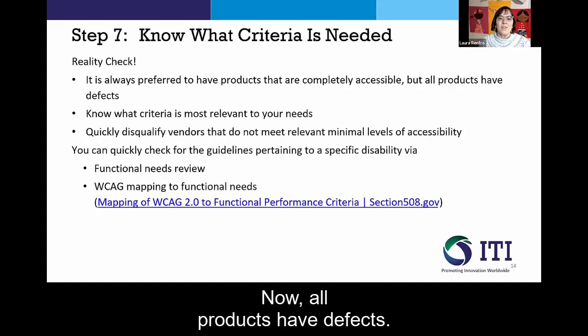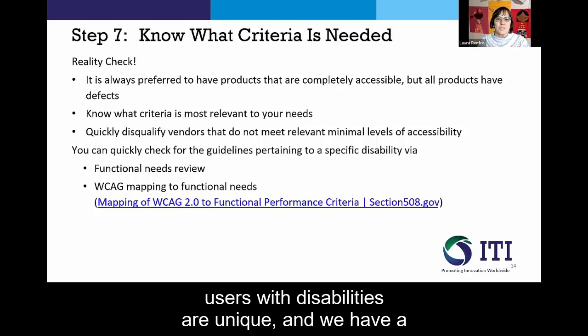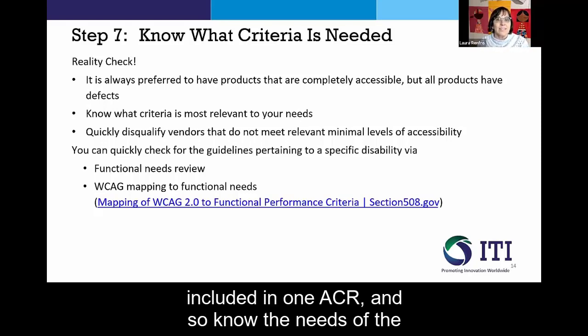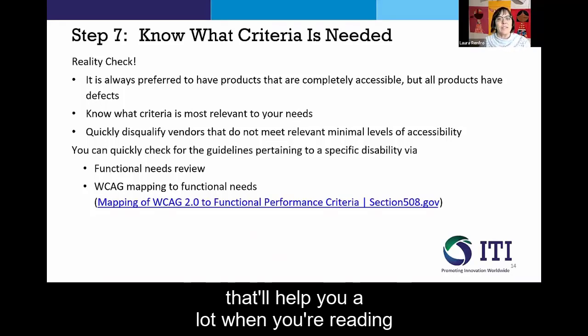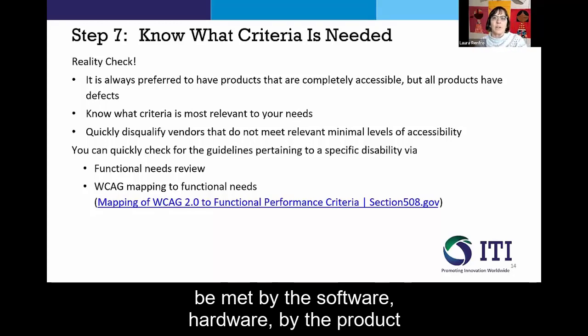Okay, now, all products have defects. Just like all humans are unique, all different users with disabilities are unique, and we have a lot of categories of disability that is included in one ACR. And so know the needs of the people that you're purchasing for, and that'll help you a lot when you're reading through the ACR to make sure that their needs will be met by the software, hardware, by the product that you're purchasing.